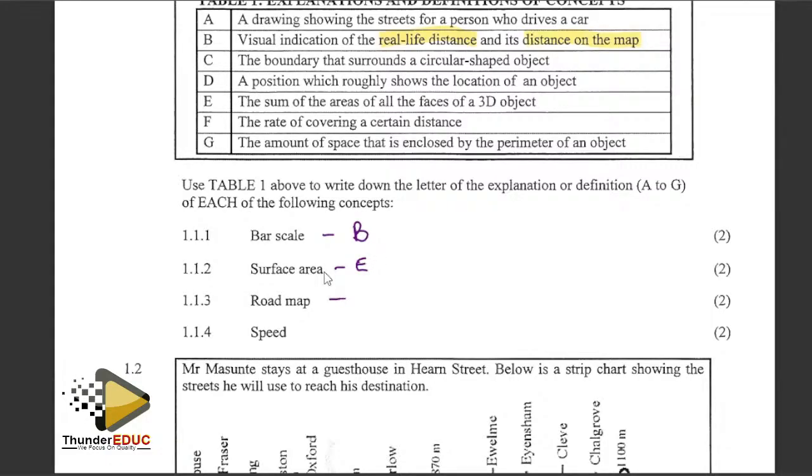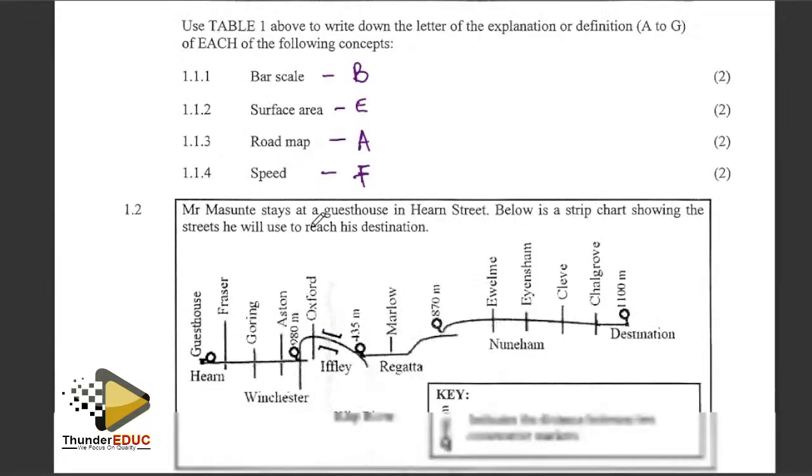Roadmap, a drawing showing the streets of a person. So this is A. Speed, the rate of covering a certain distance. It's F. It's a rate. All right, there we go.